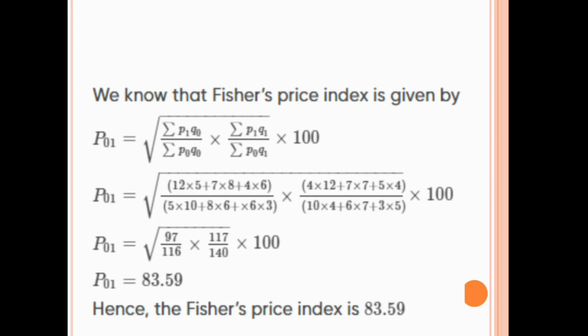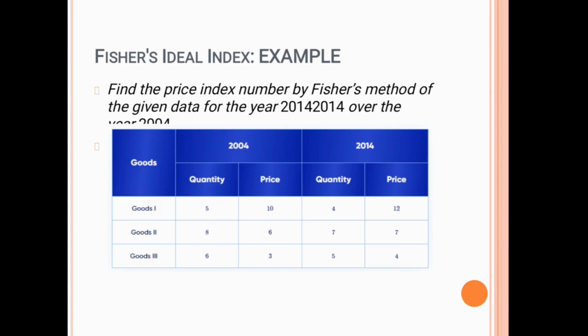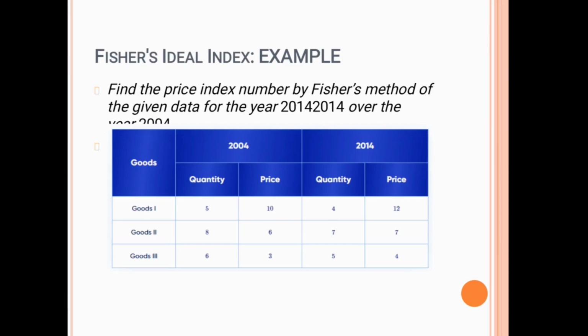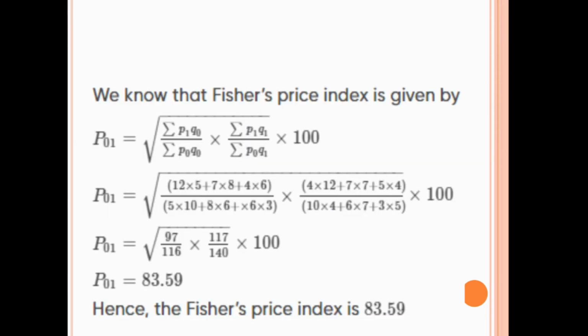So we know that Fisher's price index is given by P01 equals the square root of summation P1 Q0 divided by summation P0 Q0 into summation P1 Q1 divided by summation P0 Q1, into 100. Now we will put the values. Here in the question, we will construct 4 more columns. As you know, the base year is 2004, and the quantity is Q0 and prices are P0 for 2004. For 2014, the quantity is Q1 and prices are P1. So we construct 4 more columns: P0 Q0, P0 Q1, P1 Q0 and P1 Q1. After calculating that, you will obtain P01 equals 83.59. Hence the Fisher's price index is 83.59.